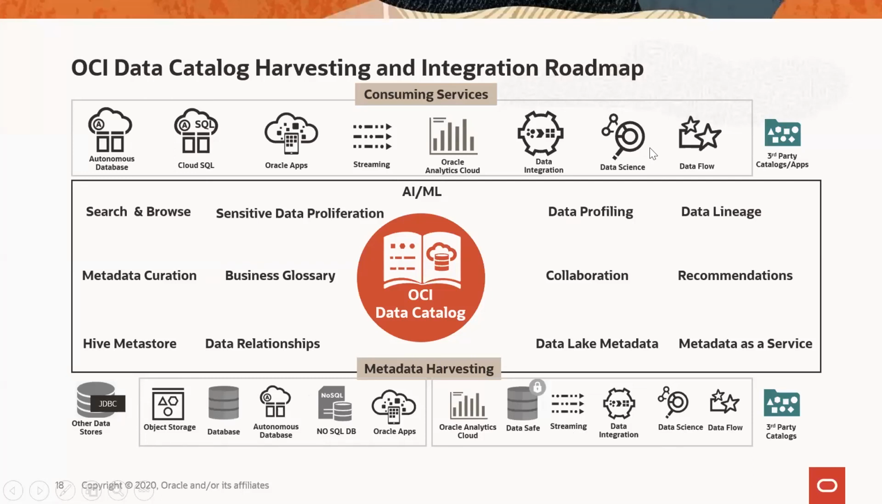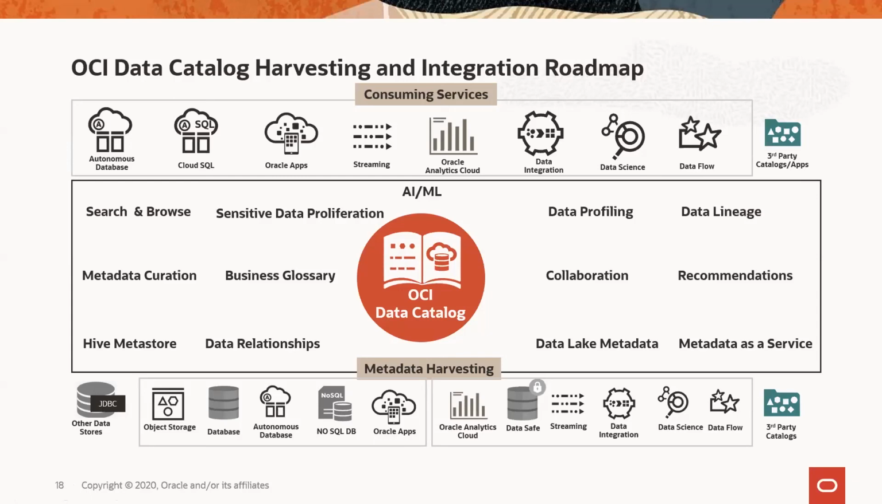that you see here at the top: Cloud SQL, Oracle Apps, Streaming, OAC, and so on. And if third-party catalogs or apps wanted to use our metadata, that would be possible via our REST APIs and metadata as a service. So the goal is to focus on the Oracle ecosystem so that we can add value to all the different services that are part of the Oracle ecosystem, whether Oracle Cloud or on-prem, and then when and if needed, interact with third-party catalogs to exchange metadata via a bridge, so to speak.